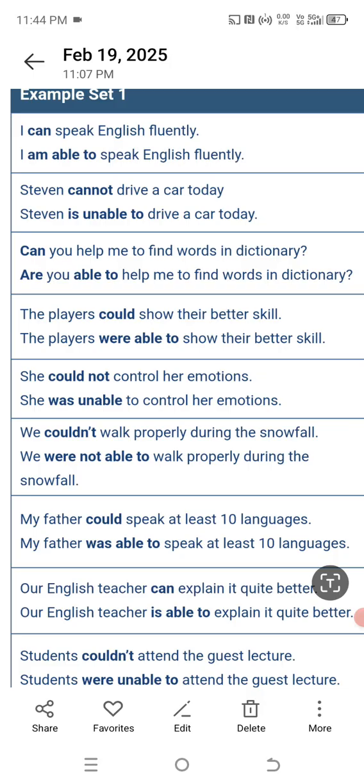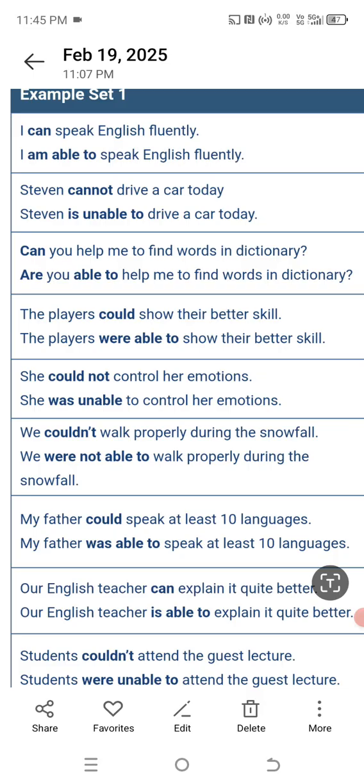This is the correct answer. The players could show their better skill. Here in the sentence there is "could", and "could" is the past tense form of "can". So that's why we have to take the to be's past tense form correctly according to the subject of that sentence. So here the players is a subject and it is in plural form. That's why we have to use the plural form of the to be's past tense form. So the players were, and then we have to write able to, and then the remaining part of the sentence as it is, meaning the players were able to show their better skill.